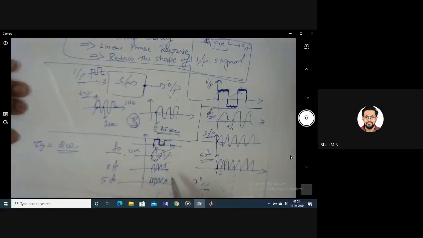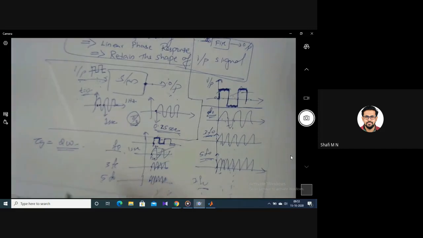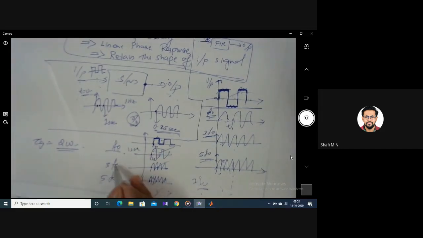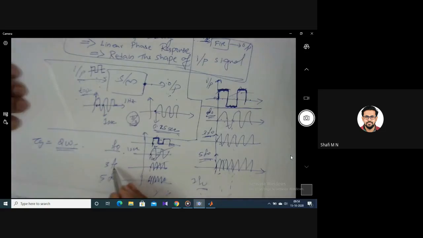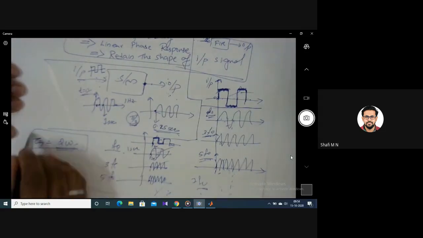That means for this particular frequency, say ഇതാണ് omega എന്ന് പറയുന്നത്, omega is 2 pi f, right? So for this particular frequency, if the delay is 1 second, for that particular frequency the delay will not be 1 second. That may be 2 seconds. And for this frequency, here it may be 6 seconds, here it may be 10 seconds, and so on. Frequency can change the delay. Tau g equals 2 omega.